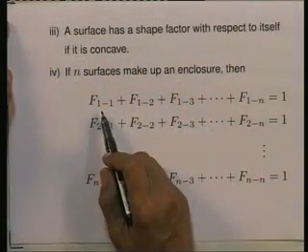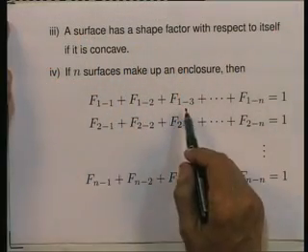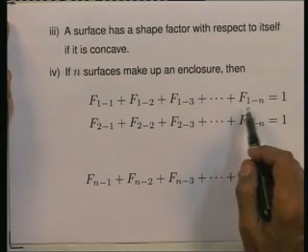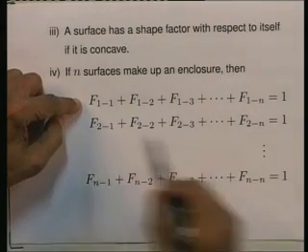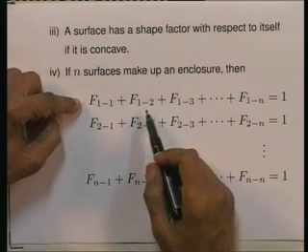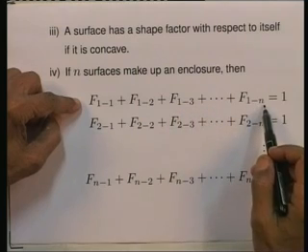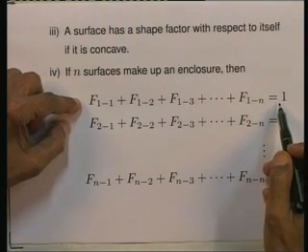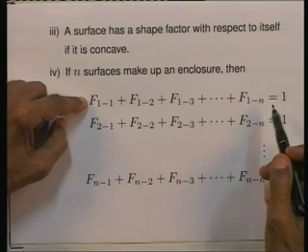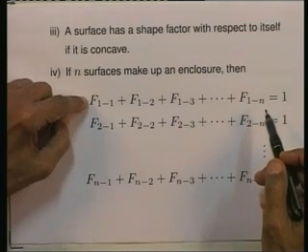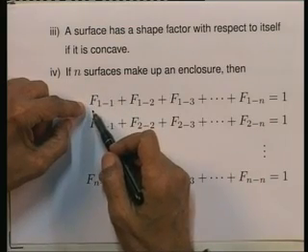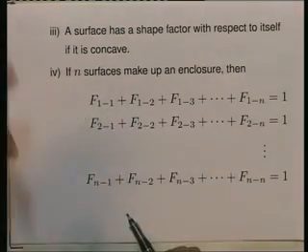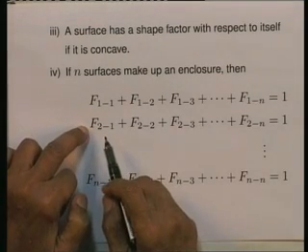For an n surface enclosure, F1 to 1 plus F1 to 2 plus F1 to 3 plus dot dot dot F1 to n is equal to 1, because all the radiation emitted from 1 has to go either to 1 or to 2, 3 up to n, all that must add up to 1. And if 1 is a flat surface or if 1 is convex, then this F1 to 1 will automatically be 0. You follow?